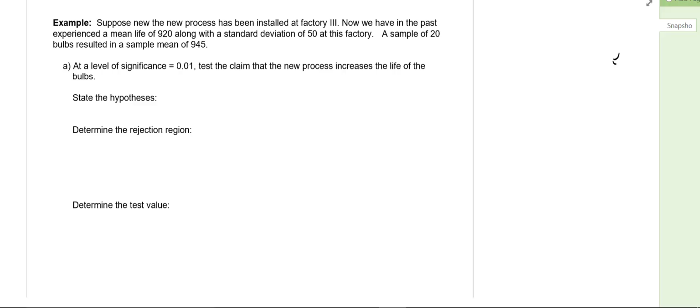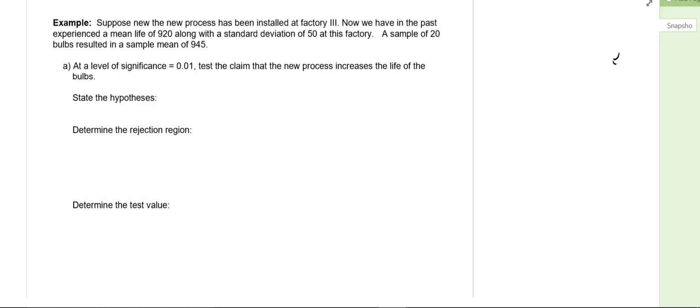I took a sample of 20 bulbs and this resulted in a sample mean of 945. I am claiming that the new process actually increases the life of the light bulb, and I want to test this at a level of significance of 0.01. So here's what's going on here.